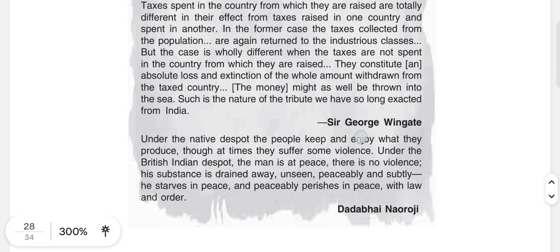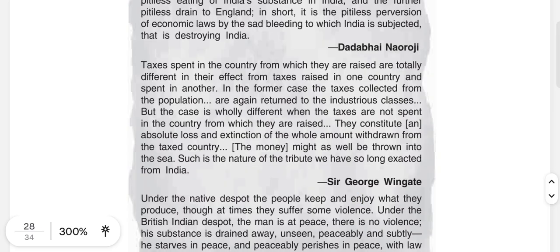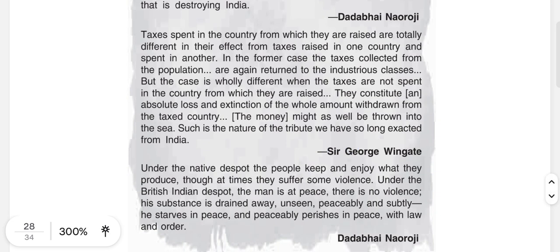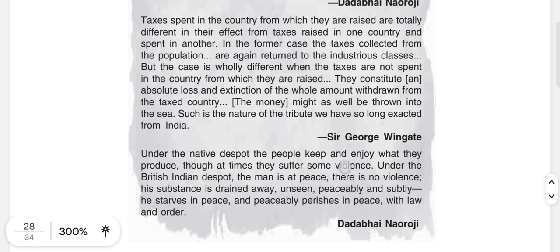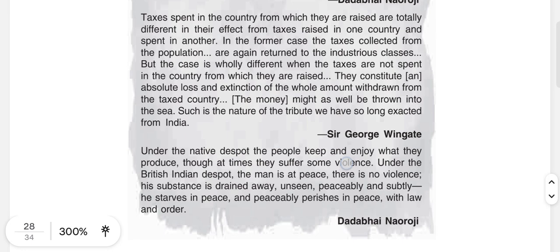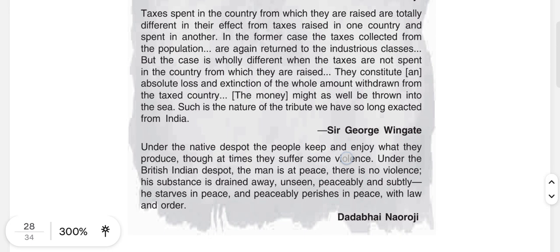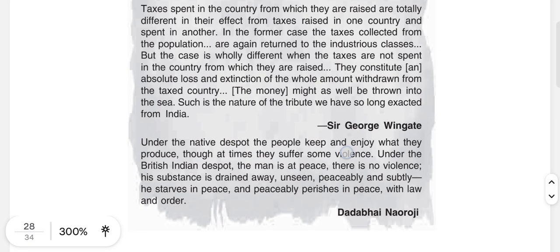Taxes spent in the country from which they are raised are totally different in their effect from taxes raised in one country and spent in another. In the former case, the taxes collected from the population are again returned to the industrious classes, but the case is wholly different when the taxes are not spent in the country from which they are raised. They constitute an absolute loss and extinction of the whole amount withdrawn from the taxed country. The money might as well be thrown into the sea. Such is the nature of the tribute we have so long exacted from India.